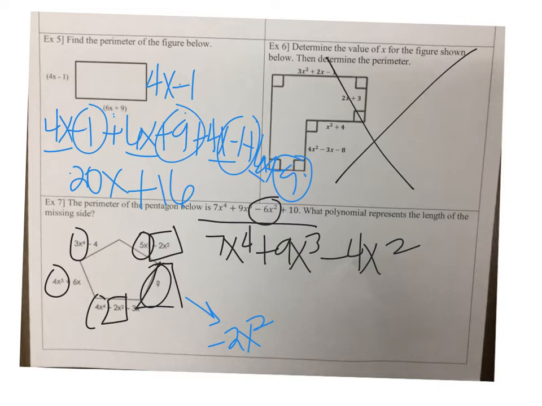So let's see. We have a negative 4. Nope, we missed an x. Uh-oh, let's go back.